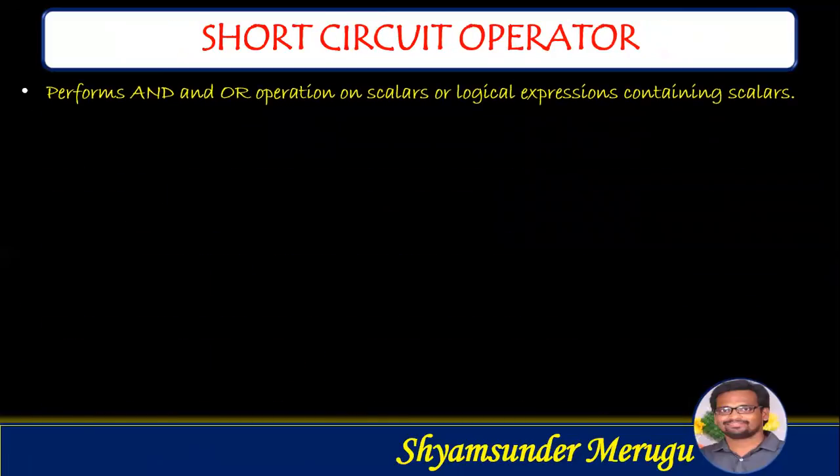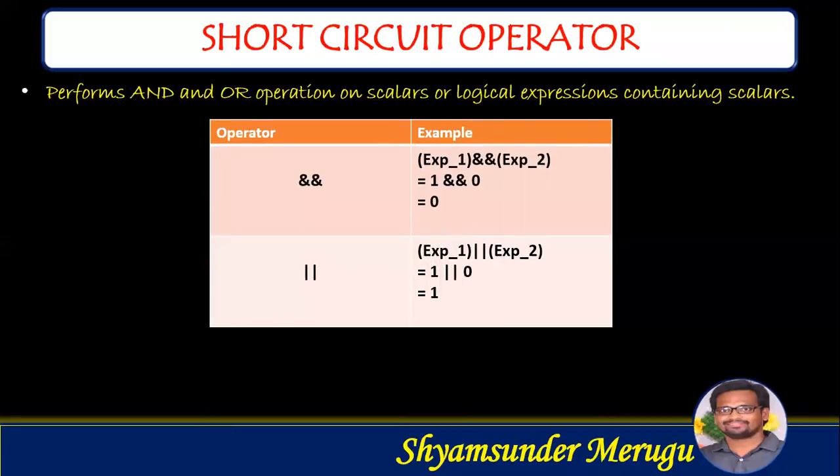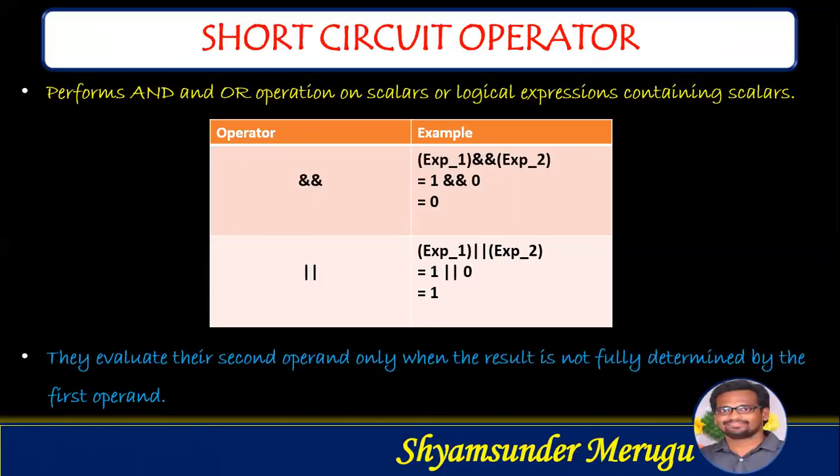Coming to the short circuit operators, they perform AND and OR operations on scalars or logical expressions containing scalars. These are the short circuit operators supported by MATLAB: this is called the short circuit AND operator, and this is called the short circuit OR operator. They evaluate their second operand only when the result is not fully determined by the first operand.